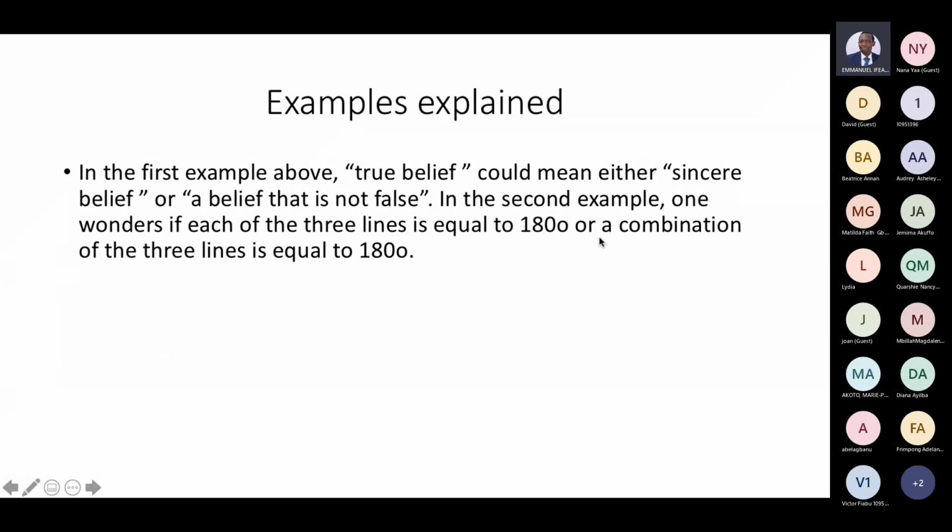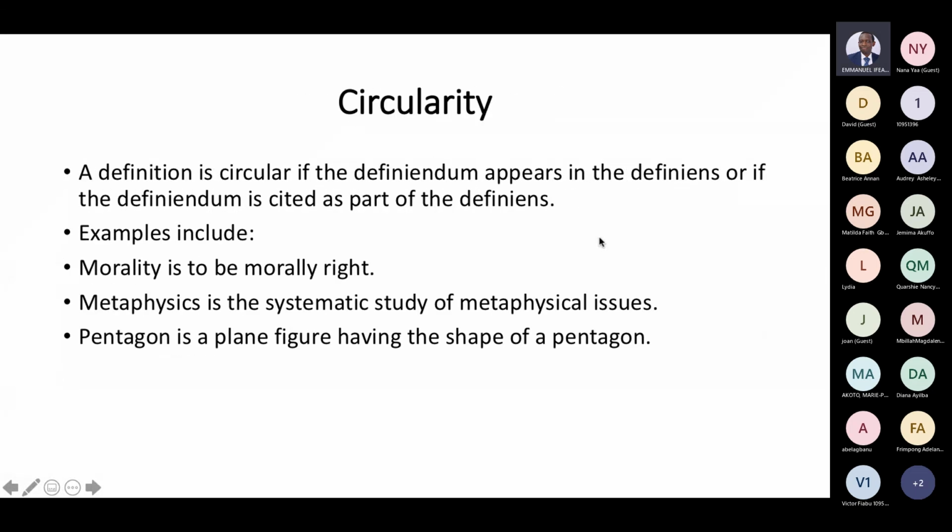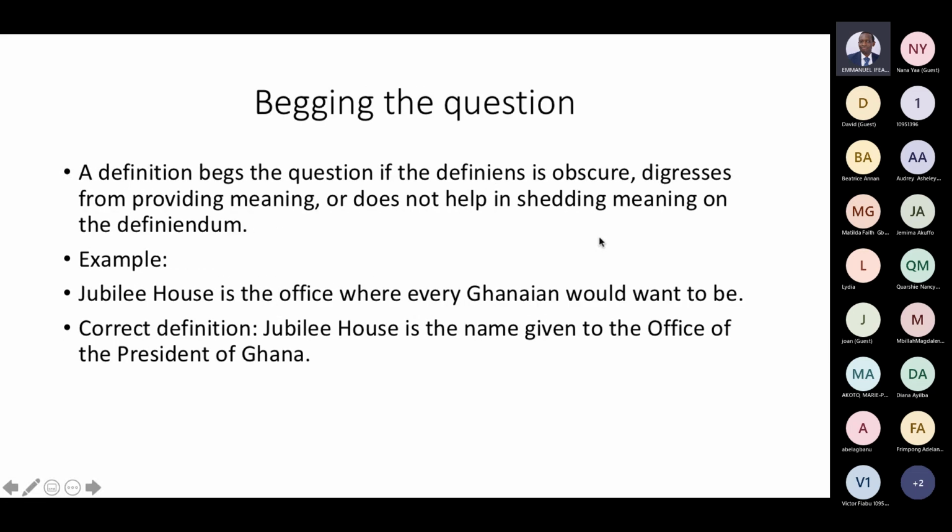Okay. So then we have circularity. A definition is circular if the definiendum appears in the definiens. Sorry, if the definiens repeats the definiendum. Morality is to be morally right. Metaphysics is the systematic study of metaphysical issues, and things like that. Pentagon is a figure having the shape of a pentagon. So those definitions are circular.